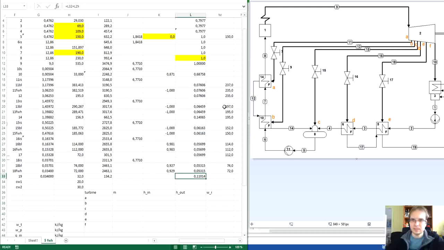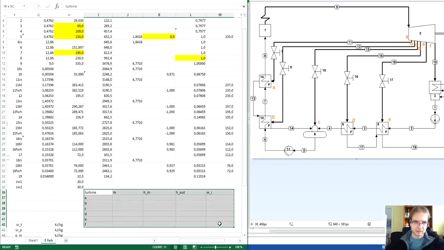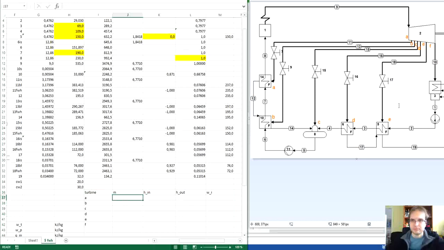Once we have this, we will need to now, for calculation of power output, what's the mass flow rate in different parts of the turbine. So here we will prepare a small table and we split the turbine into the sections according to the feedwater heaters A to F. So in the part A, the mass flow rate is 1. In the part B, the mass flow rate is 1 minus alpha A.